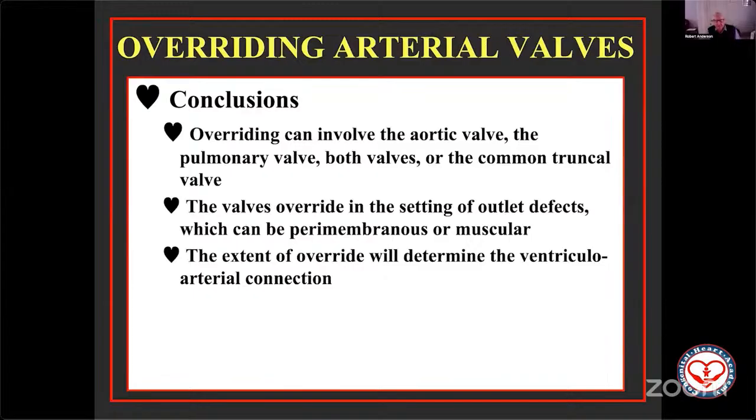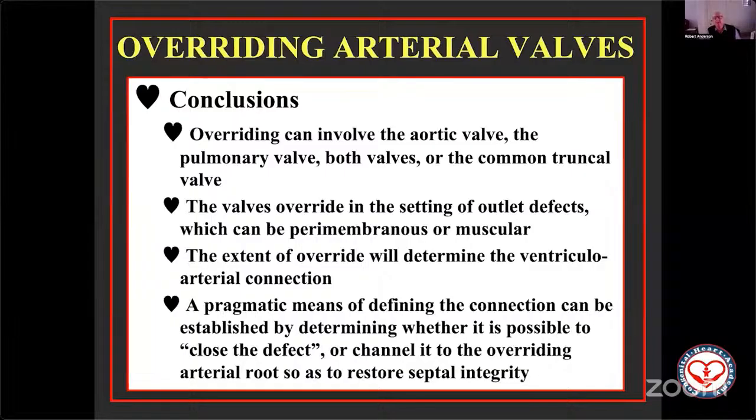But most importantly, what we have shown you, I hope, is that the extent of override will determine the ventricular arterial connection. And depending on the extent of that ventricular arterial connection, we have established a pragmatic means of determining whether the surgeon is going to close the defect or channel it to the overriding arterial route so as to restore septal integrity. That channel closed will always be the communication from the right ventricle, because that is the way we put the overriding arterial route back into the left ventricle.